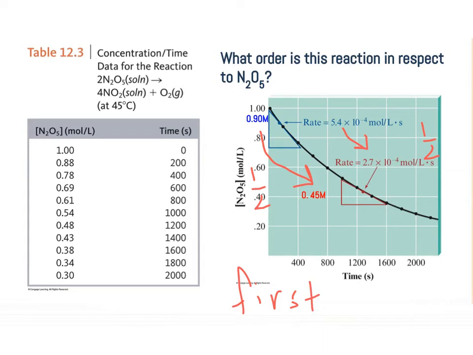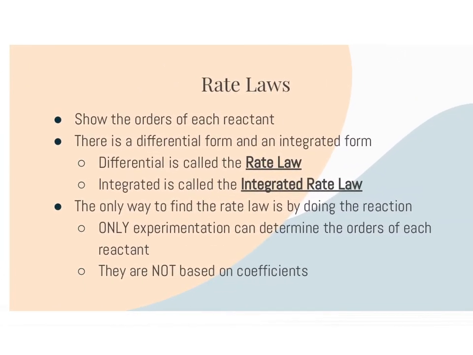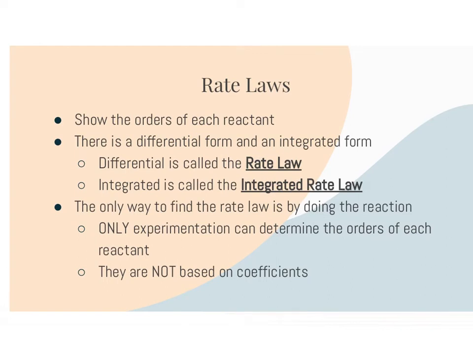All right, it is first order in respect to N2O5. So as you can see, looking at the effect and the change in concentration, we can tell kind of what's going on and how the rate will be affected. So if it's first order in N2O5 and, instead of halving it, I doubled it, it would increase the rate by the same amount.